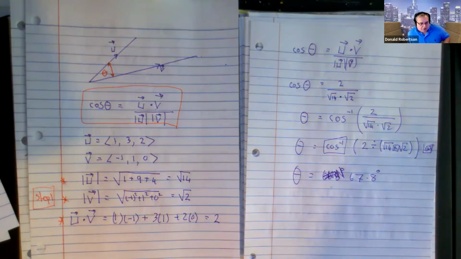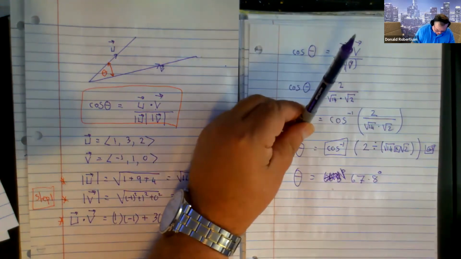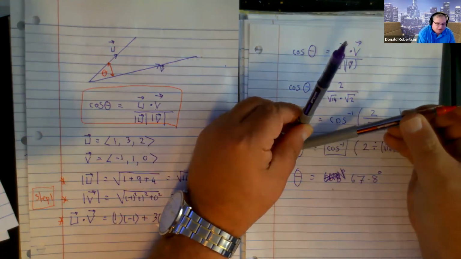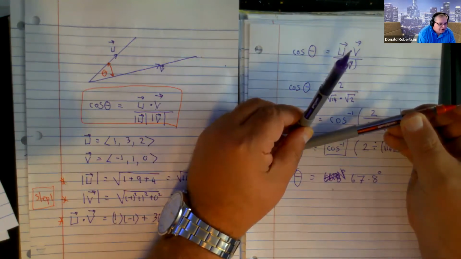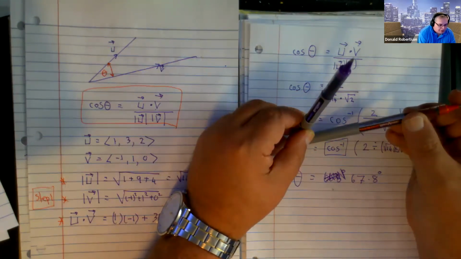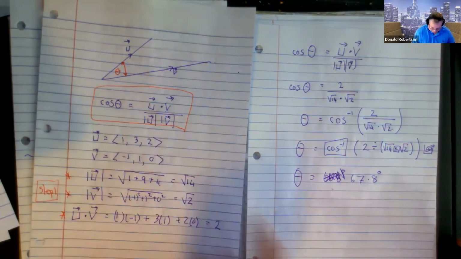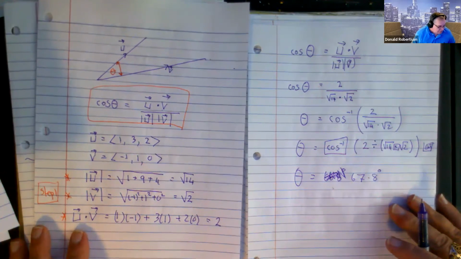So if you did this vector in 3D space, it might be that pen there. And if you did the other vector in 3D space, it might be this red pen here. The angle between those two pens would be 67.8 degrees. That's pretty amazing that you can now find the angle between two vectors in 3 dimensions using this formula. Looking good?